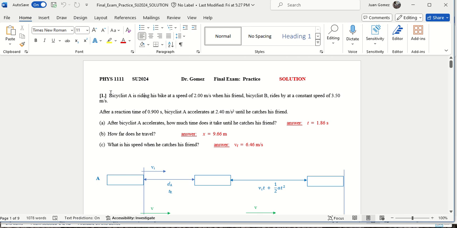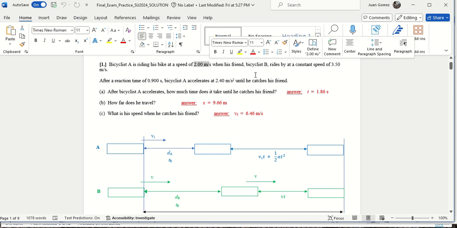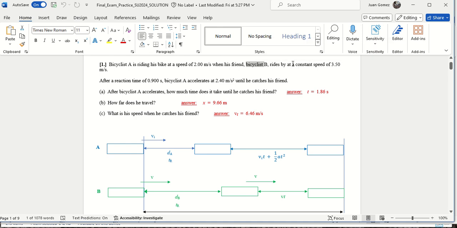So, for example, question 1 is back from the material from exam 1, and it's what we call the Head Start problems. And what you have is two bicyclists. We'll call them bike A and bike B. Bike A is riding his bike at a speed of 2 meters per second when his friend on bike B rides by him or her at a constant speed of 3.5 meters per second.